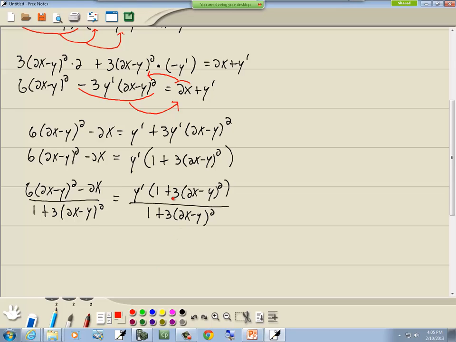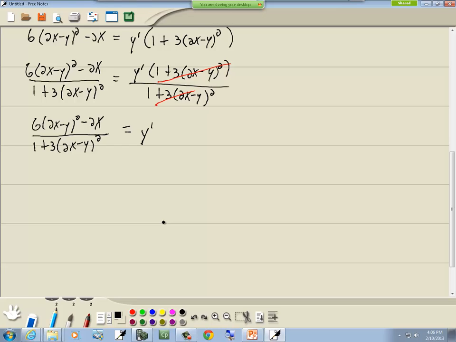When I do that, this 1 plus 3 (2x minus y) squared cancels with that, and we're left with y prime equals 6 times (2x minus y) squared minus 2x over 1 plus 3 times (2x minus y) squared, assuming no basic algebra mistake. Well, now, step 2. We want to change y prime to m. I'm going to put m there because that's what they're asking when they say evaluate the derivative. And we'll plug in our point. Our point was (1, 4). So we're going to put the 1 in for the x, and we'll put 4 in for the y.